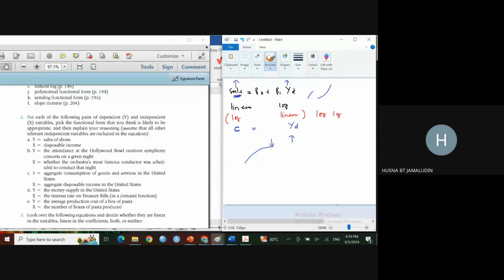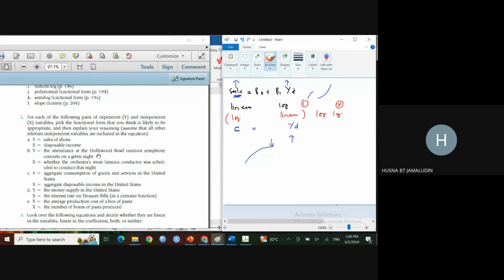So normally you're gonna have this first function. You have a small increase, but then the producer will respond with more increase. That's why you have the log. You can also have log log. You can also have this. Okay. So you can have two forms, even though the textbook only gives you just one form. Okay. So how about number B?